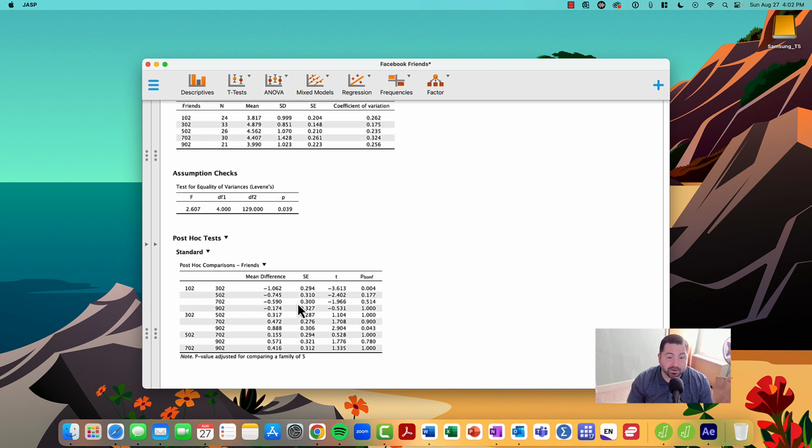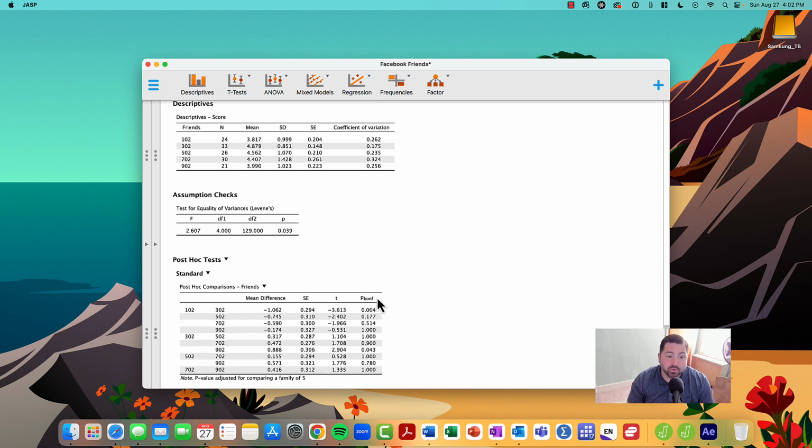If we scroll down to our post-hocs, you can see the p-value, which is Bonferroni corrected, and all the values here. Any value that is smaller than 0.05 tells us that there is a significant mean difference between those two means themselves. So here you can see people who have 102 friends compared to people who have 302 friends, there's a statistically significant difference at that level. Similarly, you can see that people who have 302 friends compared to people who have 902 friends, that there's a statistically significant difference between those means. And so none of the other means are actually significant.